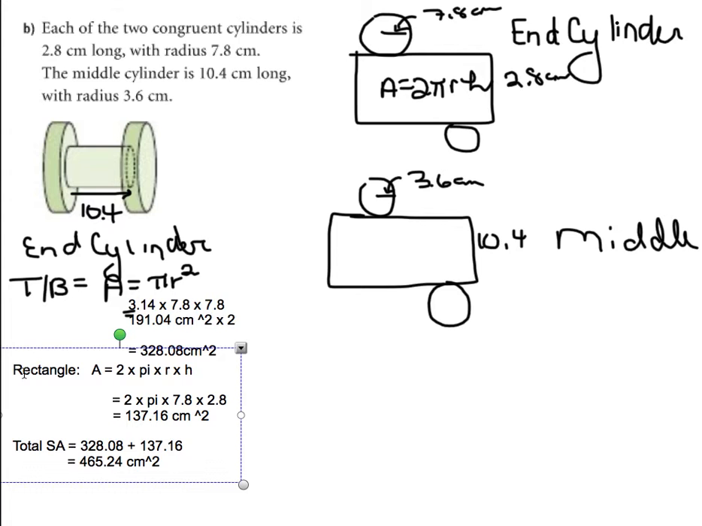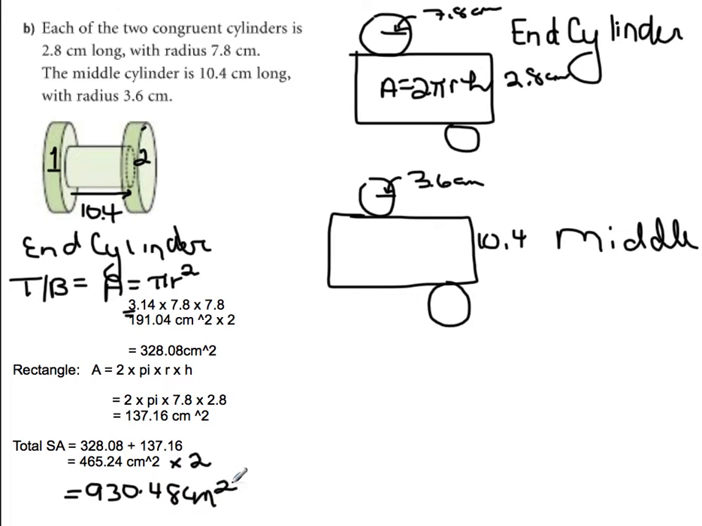Now remember, that is only one cylinder. So that would just be the area of this cylinder. But since this one right here is congruent to that one, all I've got to do is times this by 2. And I don't have to go through all those calculations again, because they're the exact same thing. So you're going to get a surface area of cylinders 1 and 2 of 930.48 centimeters squared. Okay? I hope I didn't confuse you guys there.